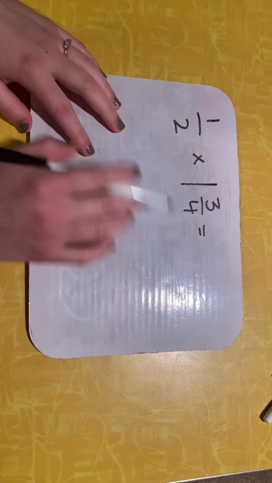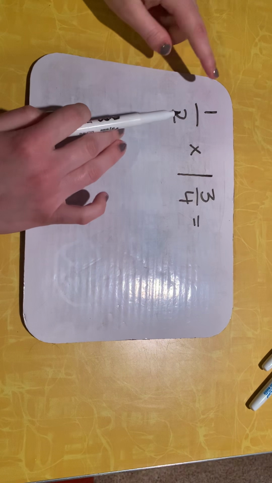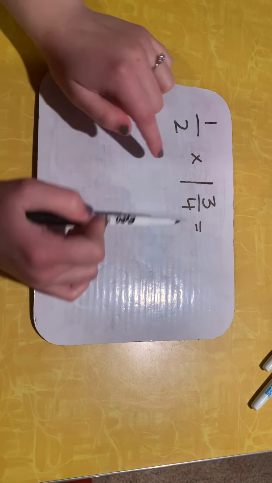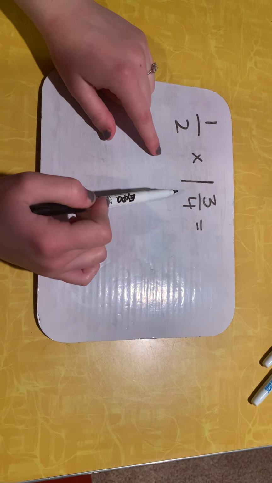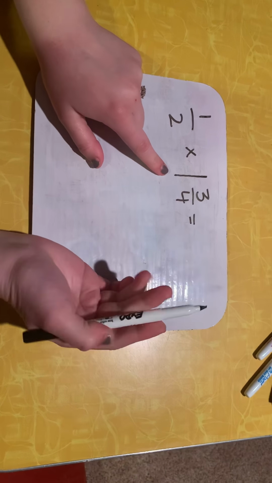Alright guys, so today we're going to be learning how to multiply a fraction and a mixed number. So really it's pretty simple as long as you just remember how to change a mixed number into an improper fraction. So that's going to be your first step, is changing this mixed number into an improper fraction.